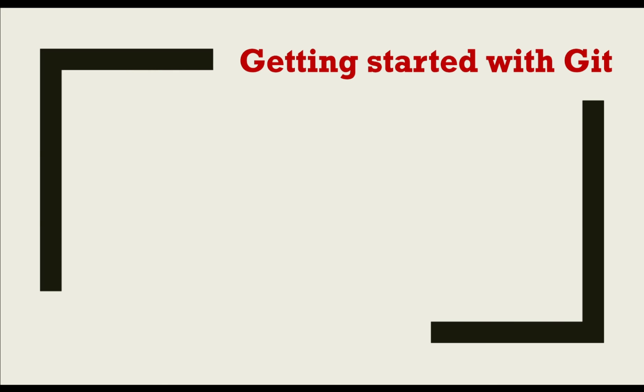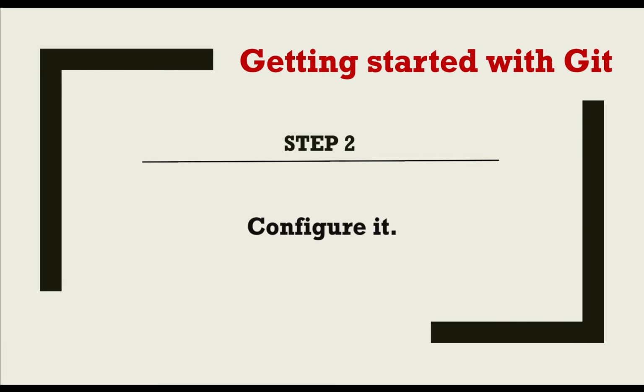Once you have completed step 1 of this tutorial, you are ready to move on to step 2, configure it. Install then config, where you tell Git who you are, 'cause without it, it can't do shit, snit.